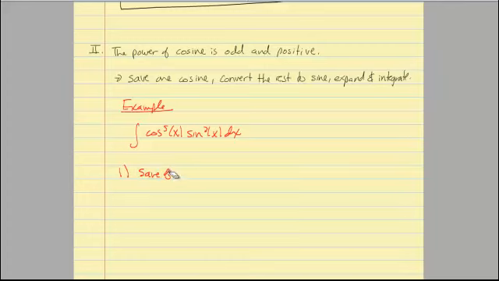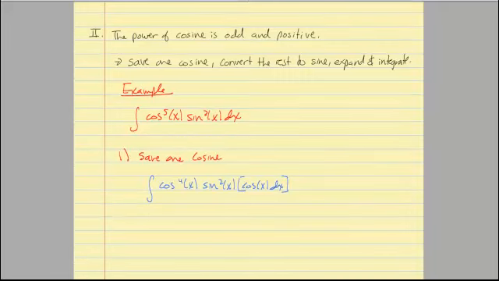So the directions are, the first step, save one cosine. And of course, we know that this one cosine is going to make up our du eventually. So save one cosine. That will leave me with cosine to the fourth of x, sine squared of x, cosine of x dx. This is the cosine that I saved out. Second step is convert the rest to sine.